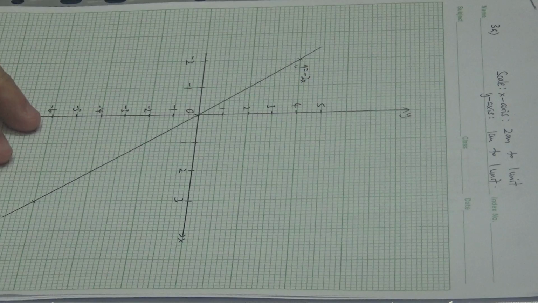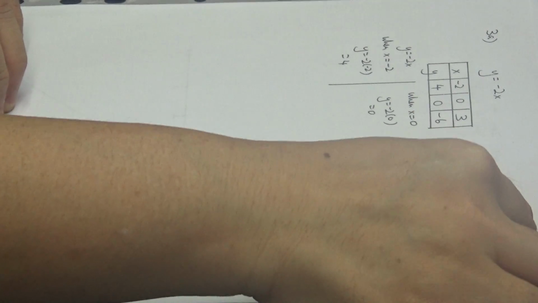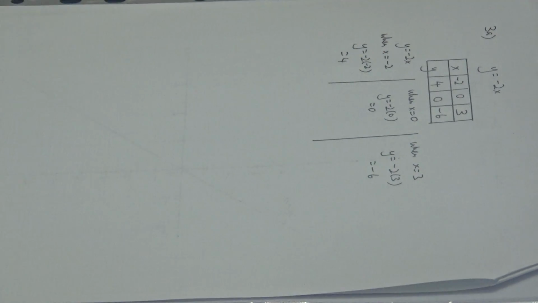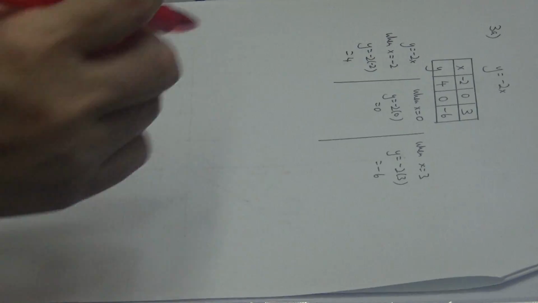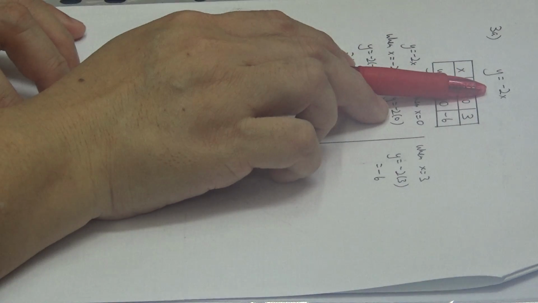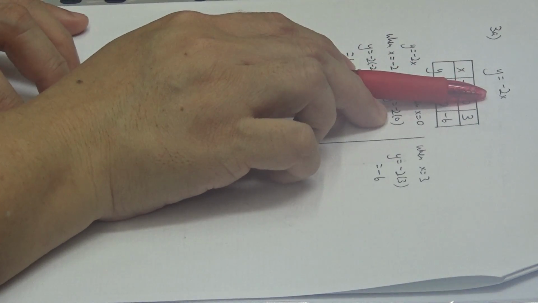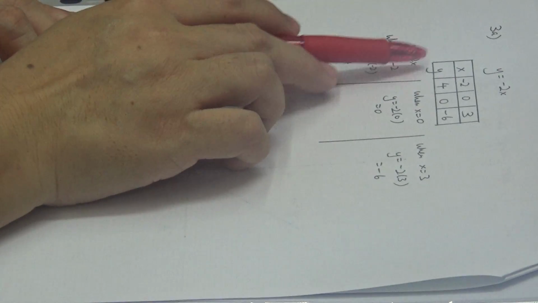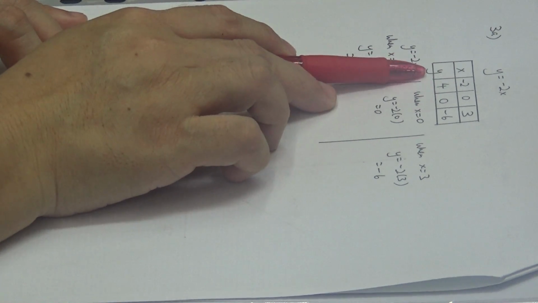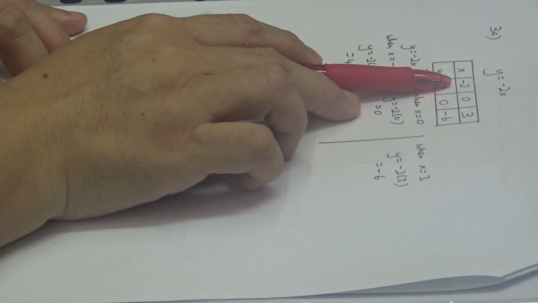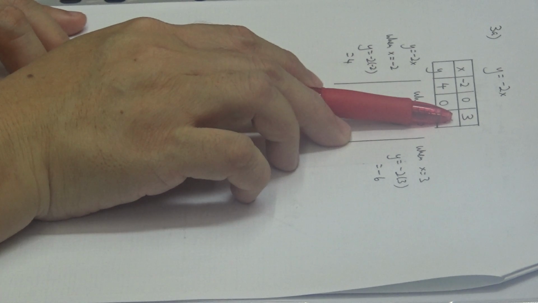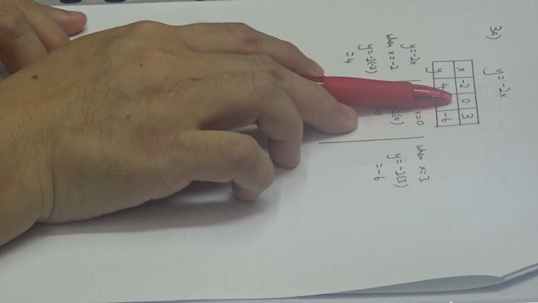Let's look at 3A first. I want you to turn to the back of the graph paper and write down first of all the equation. Y equals -2x for the first question, 3A. Then I want you to draw a table that consists of x and y and choose the points -2 and 3, which are the two endpoints, and 0.